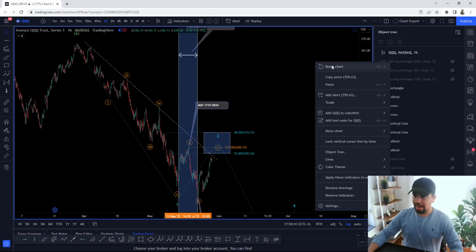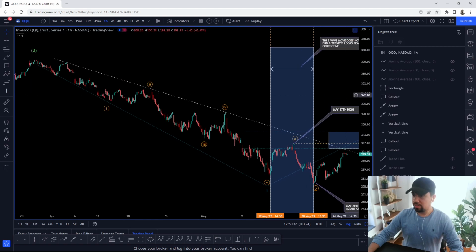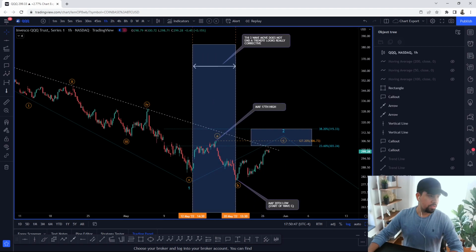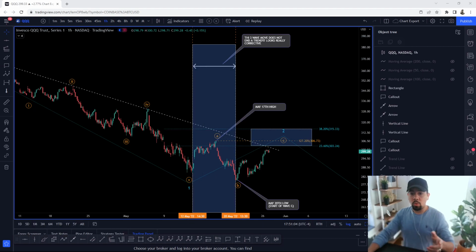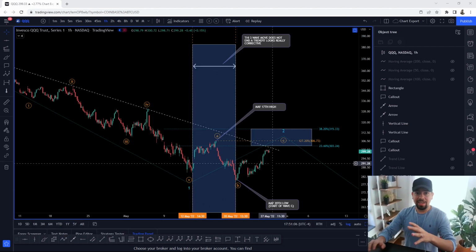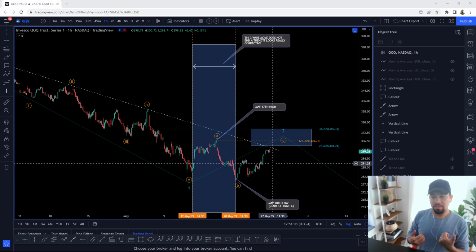So here I'm just going to show you guys something real quick. I sent this chart out and this information at 12:30 p.m. today. My thoughts: the markets have been rallying all morning with price action trading above ending diagonal invalidation, which is what I showed you earlier. Call me crazy, because some people might call me crazy, but I actually see that this upside, whatever rally we got today, is of concern to me.